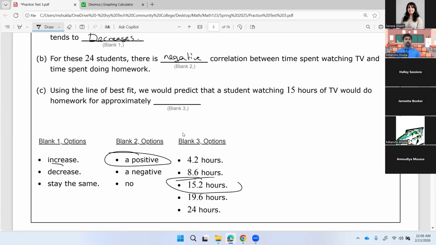Positive decrease. I didn't realize that there was a word bank there. Whoops. I thought we were just guessing.